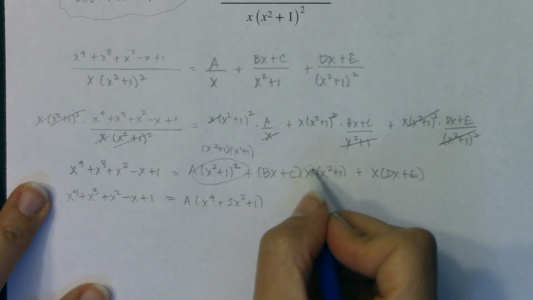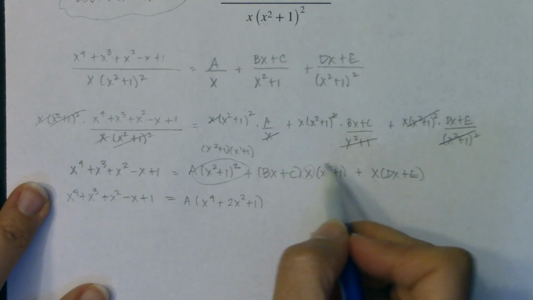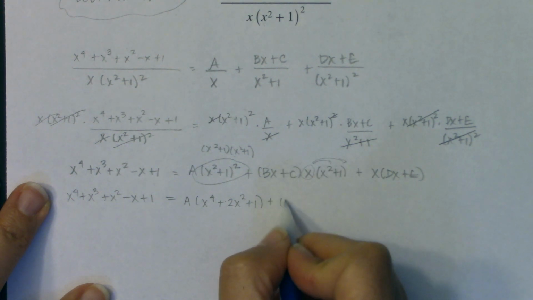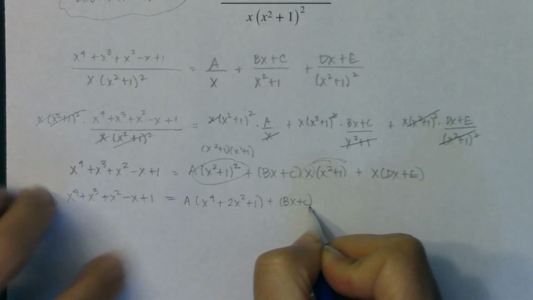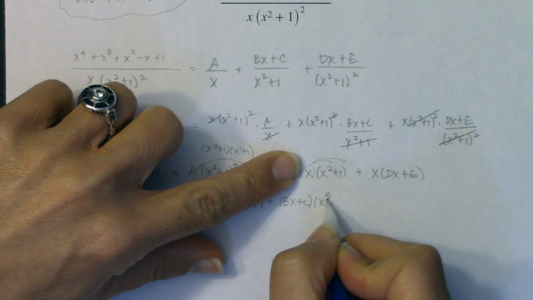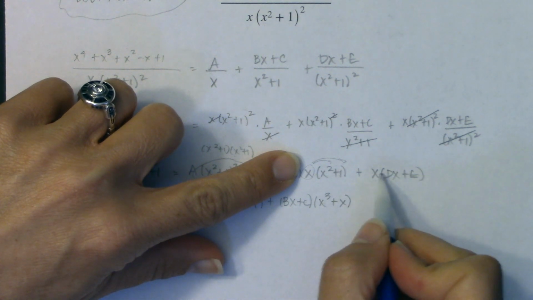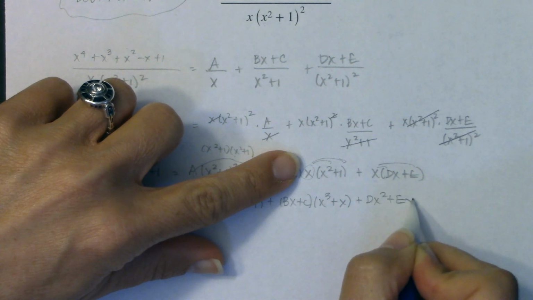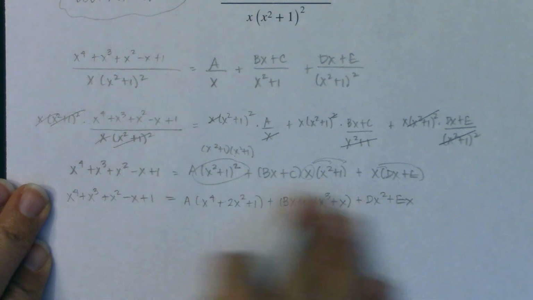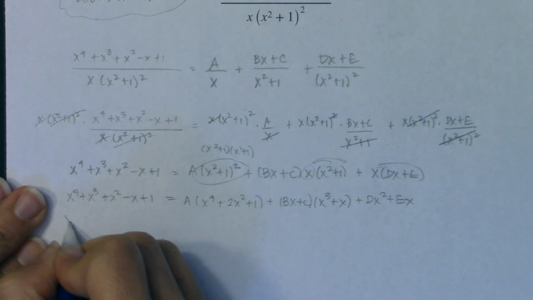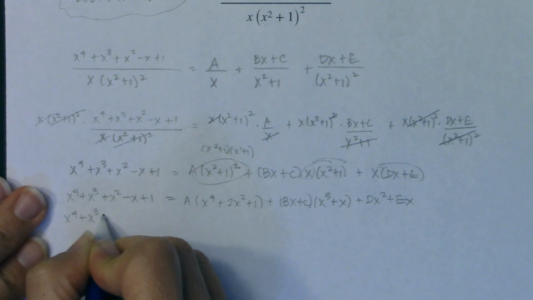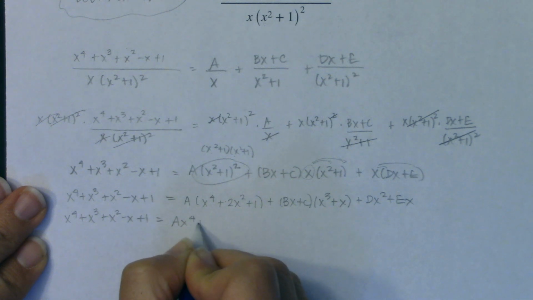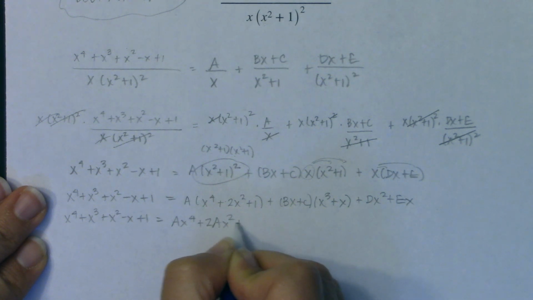All right, I'm going to send this x through here. I'm going to distribute it this way. I also could have distributed the other way. You can multiply in any order. But if I distribute that x through, now I'm looking at x cubed plus x. I'm also going to distribute this x through, so this is going to be Dx squared plus Ex. All right, so let me do another iteration of this and get everything multiplied out so I can start lining up terms. All right, what do we have? Ax to the fourth, 2Ax squared plus an A.